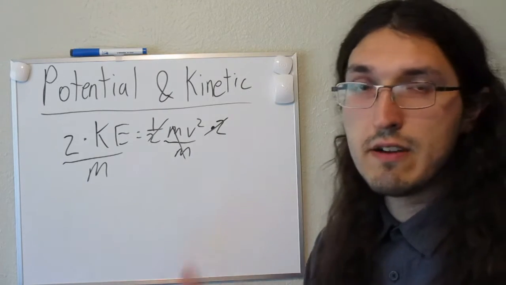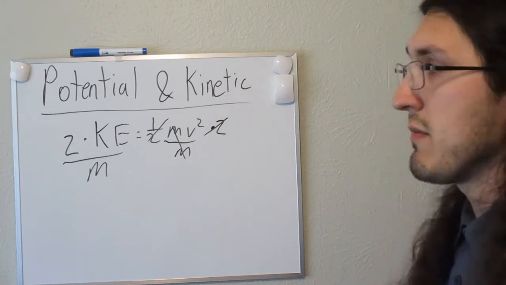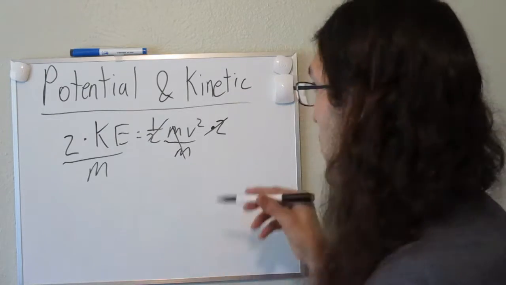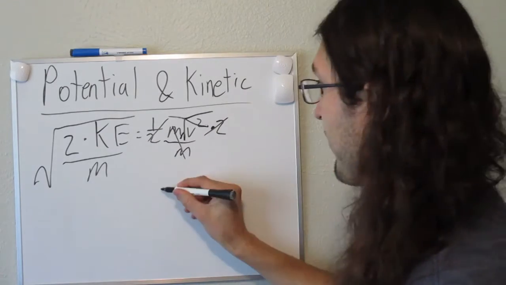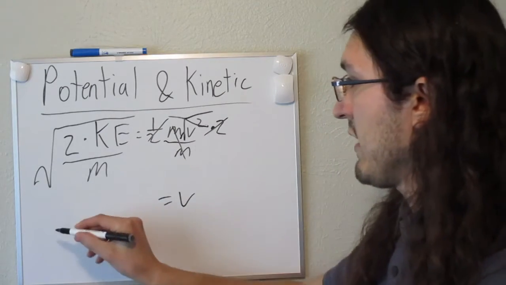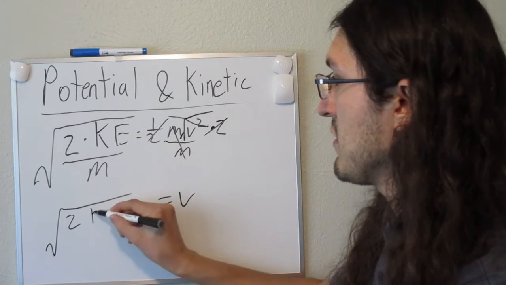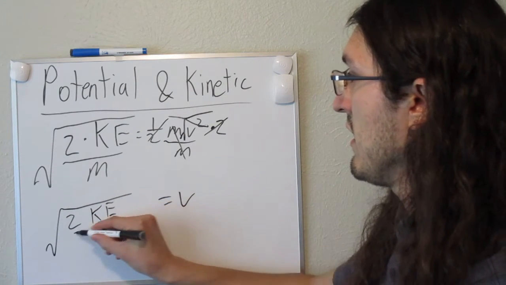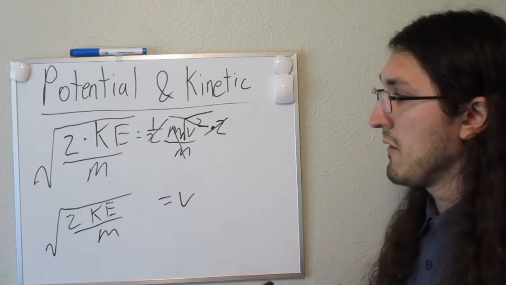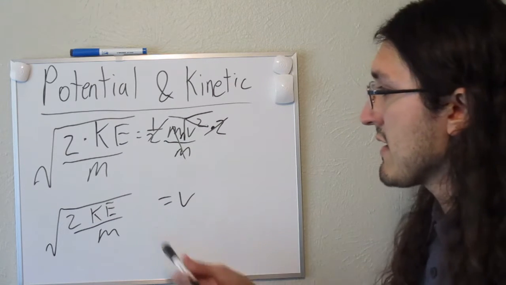And then the last step is to get rid of the square. The opposite of squaring something is to take the square root. So I'm going to take the square root of both sides of this equation, and the square cancels out with the square root. So now it's a little cluttered, but here I have my final equation. Velocity is equal to the square root of 2 times the kinetic energy divided by mass. I would be able to solve for velocity if I'm given kinetic energy and mass.